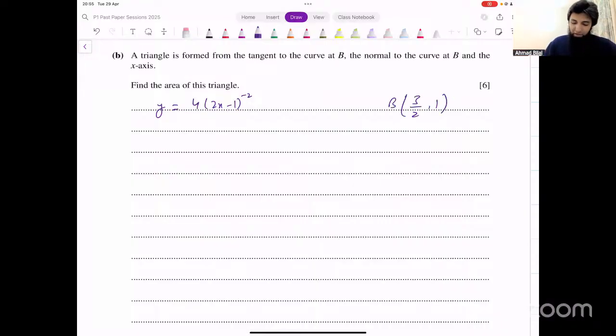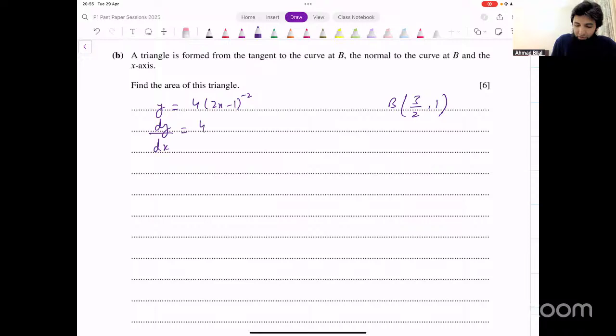We want to figure out the equation of tangent at this point and equation of normal at this point. For that, we need the derivative. We already have the point. We need the gradient of the normal and the tangent. For that, we need the gradient of the curve at that point, first of all. That's done using differentiation. So we find dy over dx.